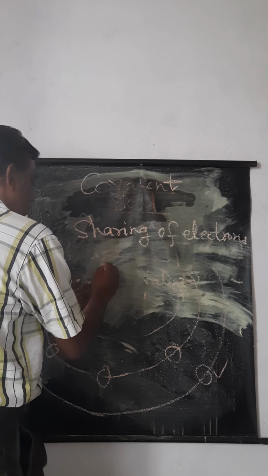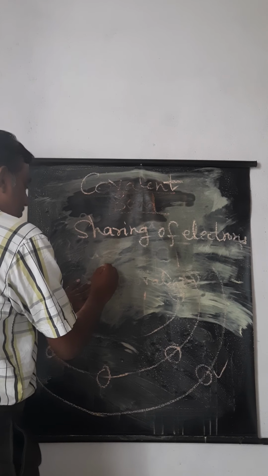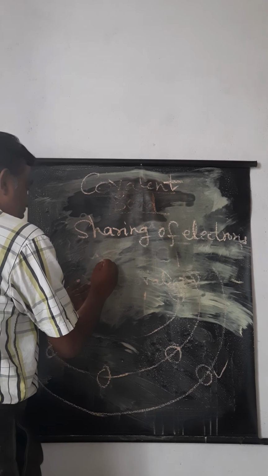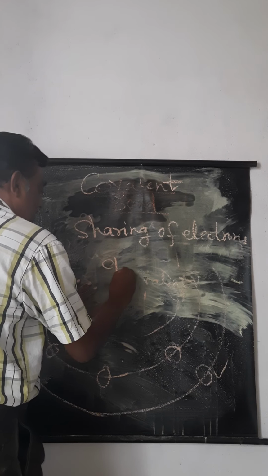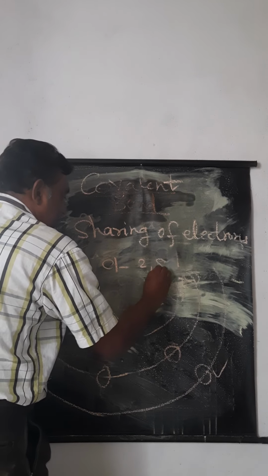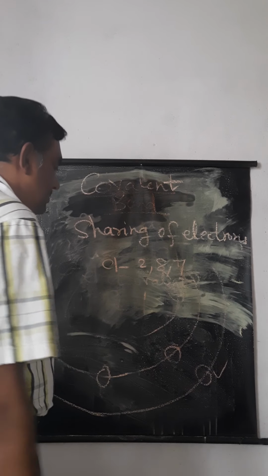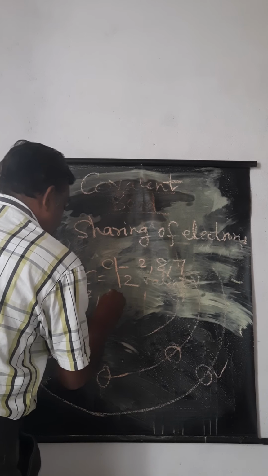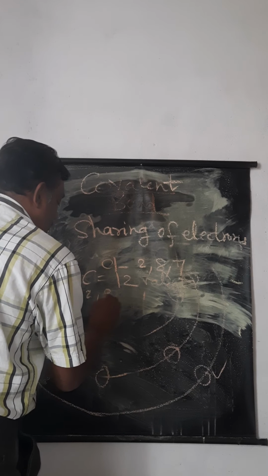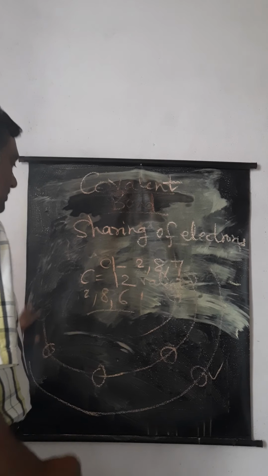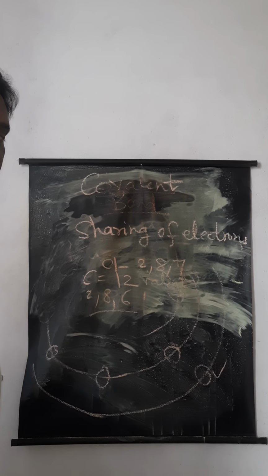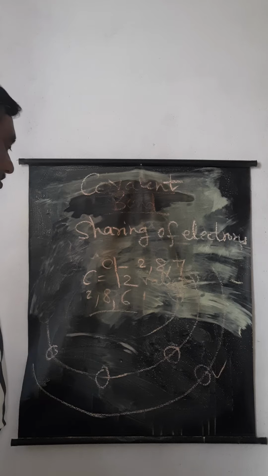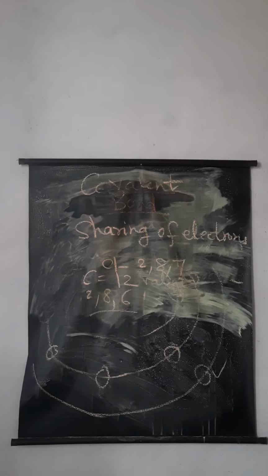Now, according to the sharing of electrons, chlorine has 2, 8, 7, and carbon has atomic number 12, that means 2, 8, 2. So you tell me, to complete its octet, how many electrons does carbon need? I will rub this blackboard and I will explain it.